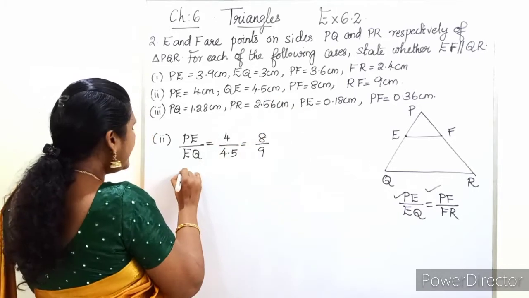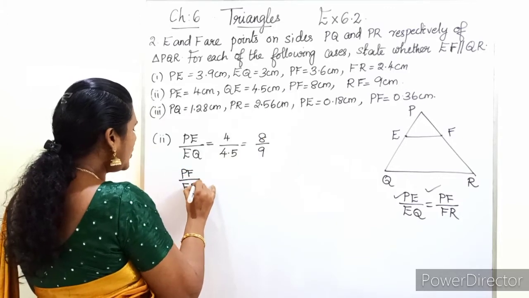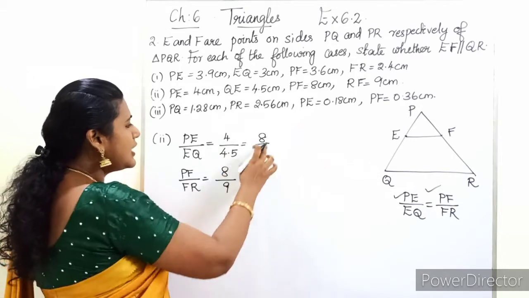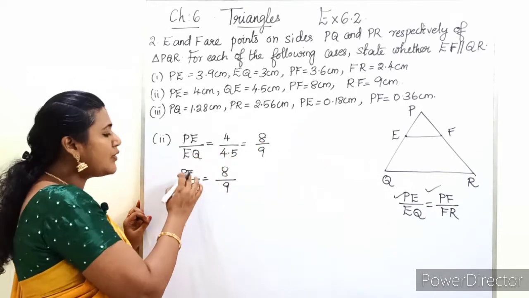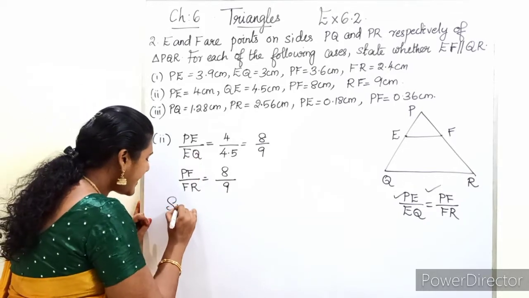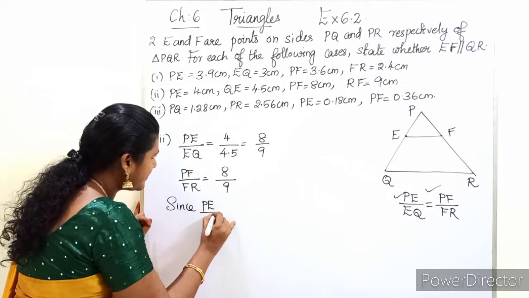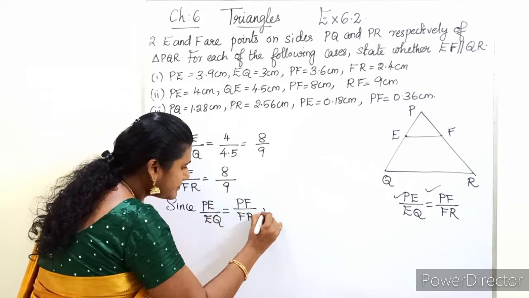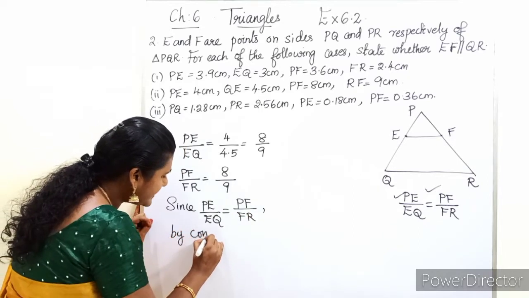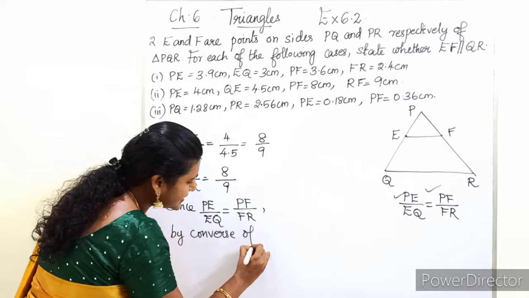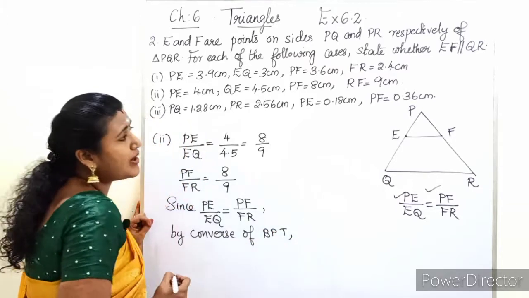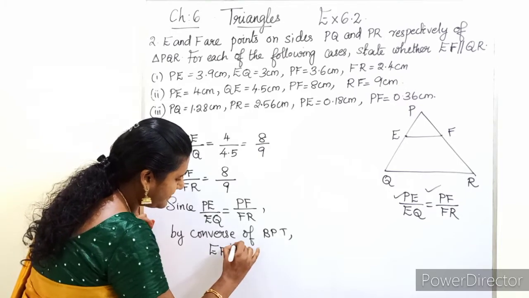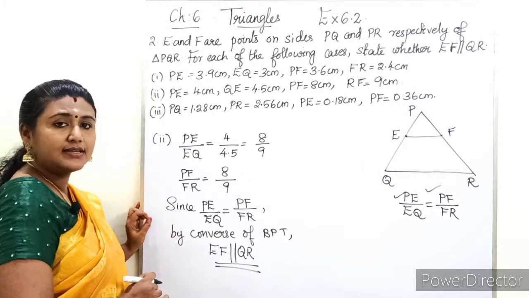And similarly, PF by FR. What is the value of PF given? 8. So 8 by FR, which is 9. That is, you got both the ratios the same in this question. So we can write, since PE by EQ is equal to PF by FR, by the converse of basic proportionality theorem, what can we say? Line EF is parallel to QR. Clear? Now we will see the third one.